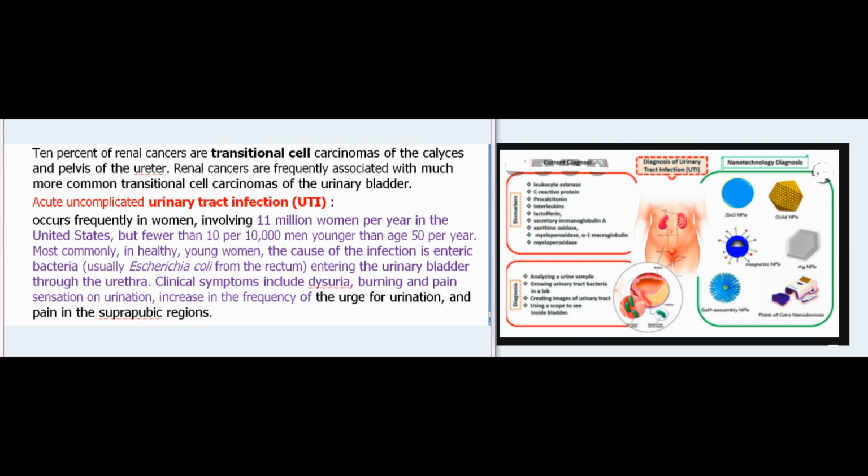Acute uncomplicated urinary tract infection, UTI, occurs frequently in women, involving 11 million women per year in the United States, but fewer than 10 per 10,000 men younger than age 50 per year. Most commonly, in healthy, young women, the cause of the infection is enteric bacteria, usually Escherichia coli from the rectum, entering the urinary bladder through the urethra. Clinical symptoms include dysuria, burning and pain sensation on urination, increase in the frequency of the urge for urination, and pain in the suprapubic regions.